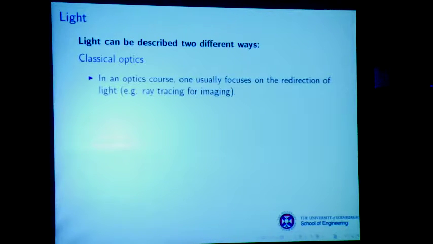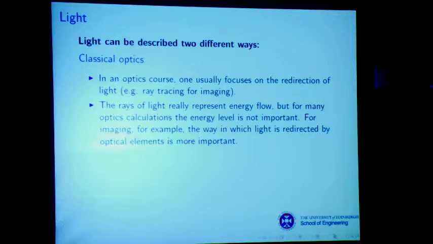You can describe light two different ways. Actually, you can describe it three different ways, but we're not going to talk about quantum optics here, so we'll talk about two different ways. There's classical optics. If you took an optics class where you learned about ray tracing and that kind of thing, how do you go from an object plane to an image plane with a lens, for example, that would be classical optics. And really what you focused on was the redirection of light.